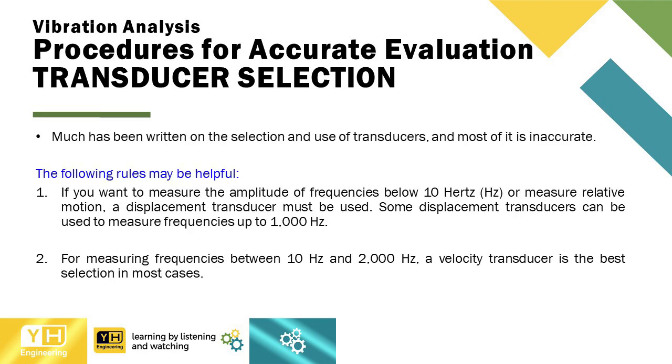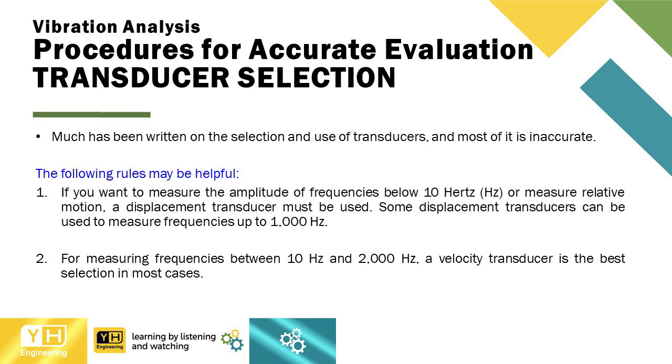Much has been written on the selection and use of transducers, and most of it is inaccurate. The following rules may be helpful. Number 1, if you want to measure the amplitude of frequencies below 10 Hz or measure relative motion, a displacement transducer must be used. Some displacement transducers can be used to measure frequencies up to 1000 Hz.